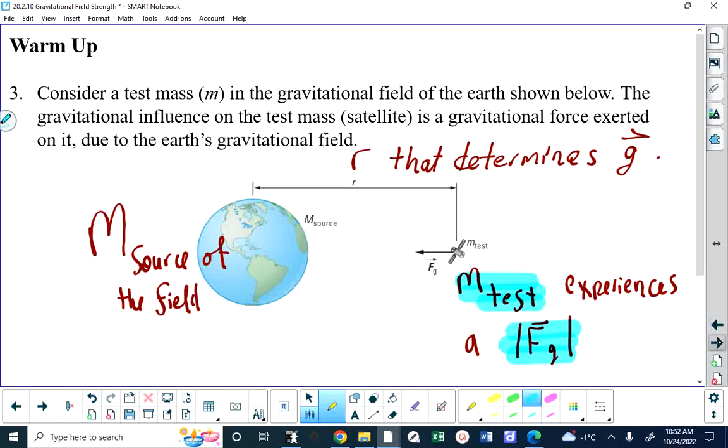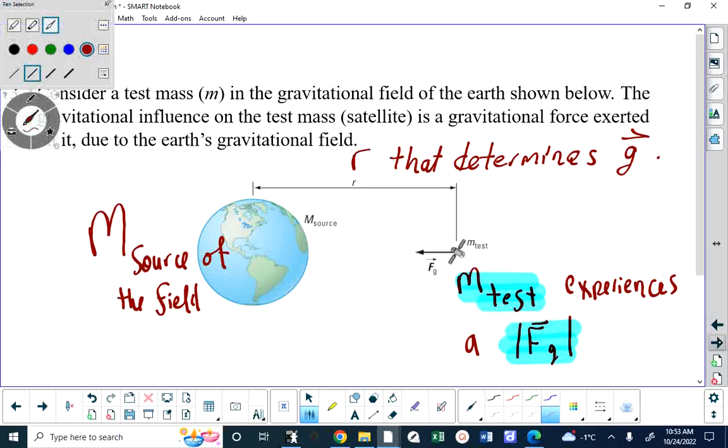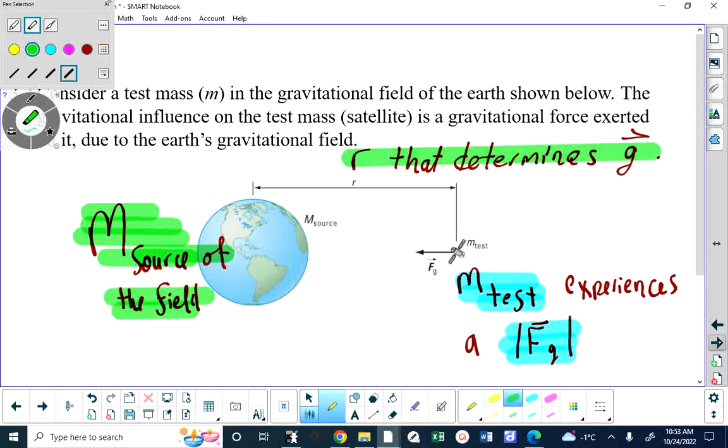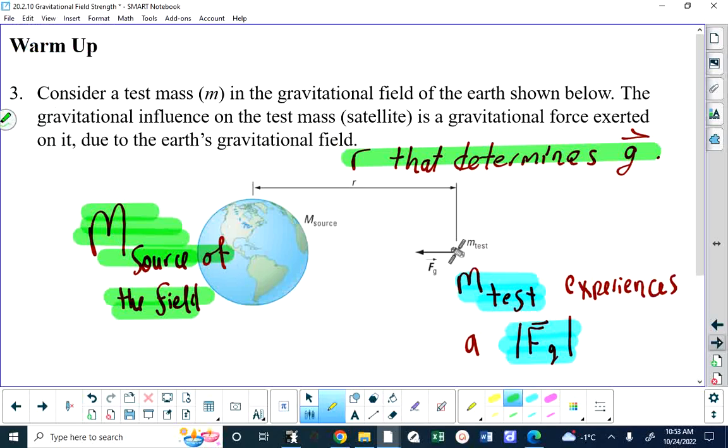Let me ask you a question here. If I were like Doctor Who and I could snap my fingers and make this satellite disappear, so there's no more test mass and there's no more gravitational force on it, is there still a gravitational field at that point in space? Yes. What determines the strength of the field? What determines the strength of the field is what I'm going to highlight in green. The mass of the source of the field and R are what determine the field.